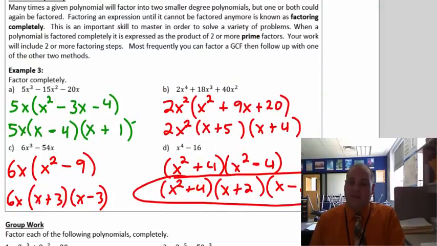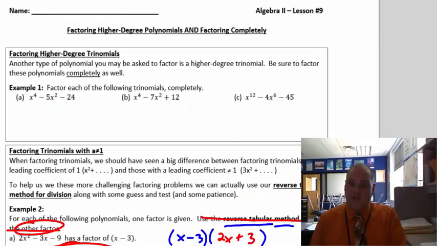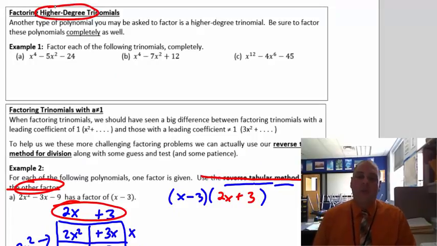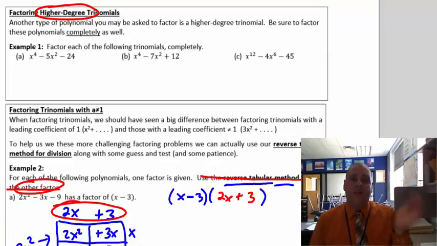I'm going to jump back to the last page, finish this off here. Factoring higher degree trinomials. What if it's not just x squared, x to the 3rd, x to the 4th? We've done a little bit of that, but when they're trinomials and when the middle exponent is half of what you start with, it works just the same as if it was x squared and then x.